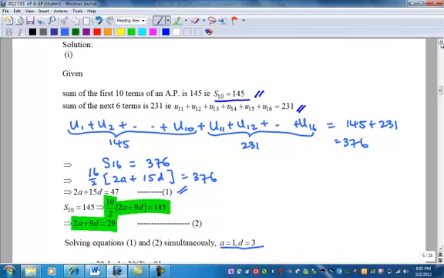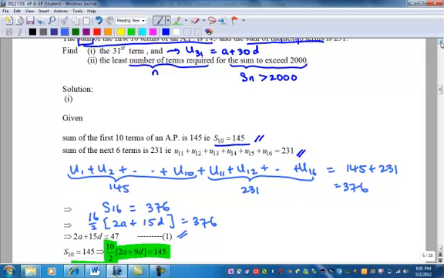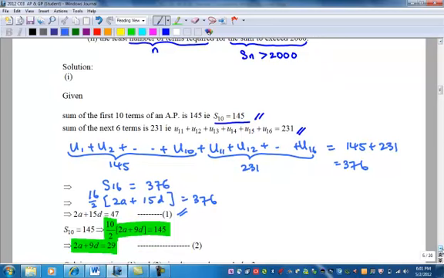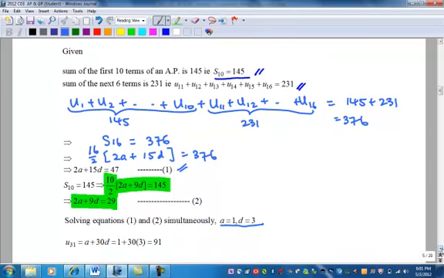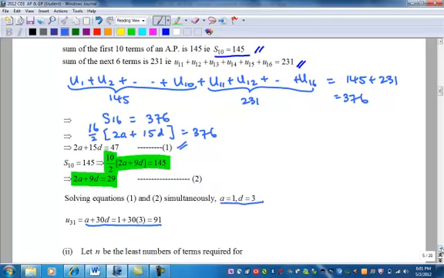Let's look back at the question to see what the requirement for part 1 is. We need to find the 31st term, which is a plus 30d, meaning we need to substitute our values of a and d into the expression for the 31st term. That is shown here, and we get an answer of 91. Let's proceed to part 2.